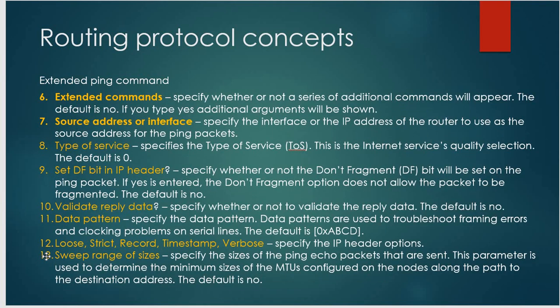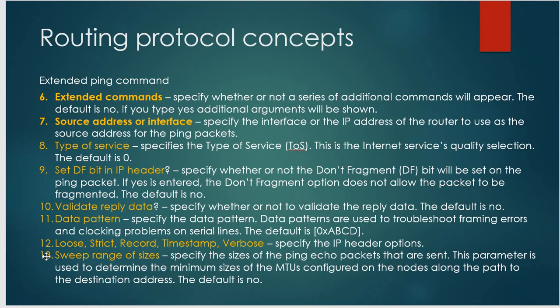And point number 6 is the extended command. It specifies whether or not a series of additional commands will appear. The default is no. If you type yes, additional arguments will be shown, so we can edit the additional commands. Then serial number 7 is the source address or interface. Specify the interface or IP address of the router to use as the source of the ping packet. So we can specify the interface.